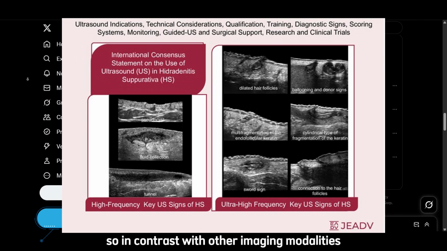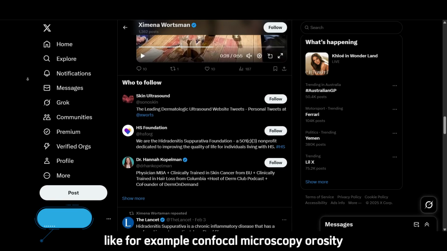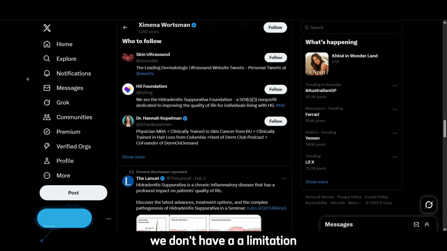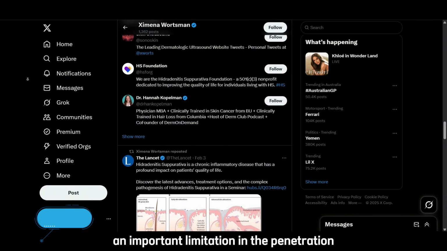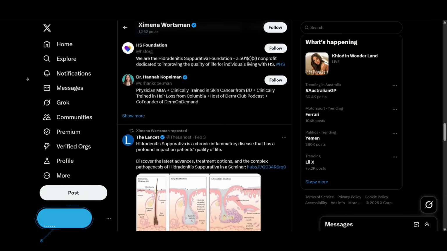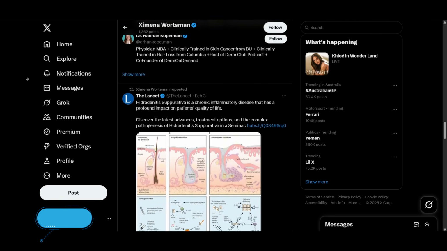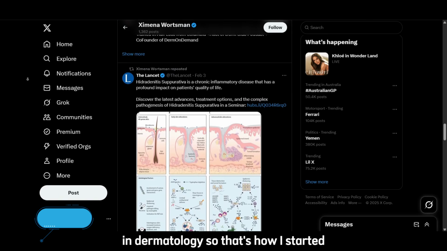So in contrast with other imaging modalities, like, for example, confocal microscopy or OCT, we don't have an important limitation in the penetration. That makes ultrasound a very interesting and useful modality in dermatology. So that's how I started.